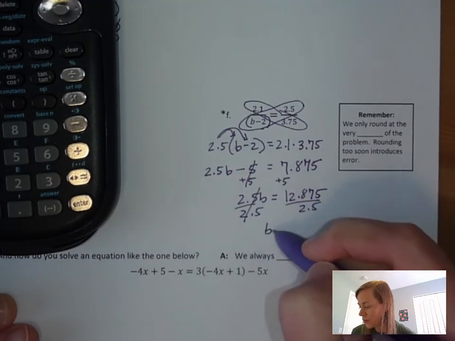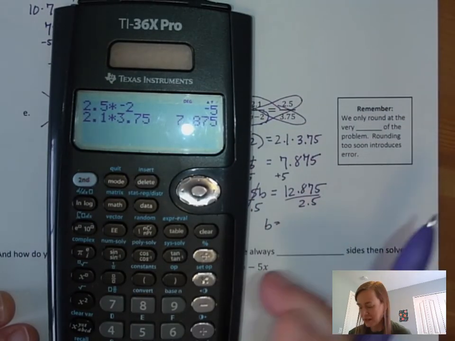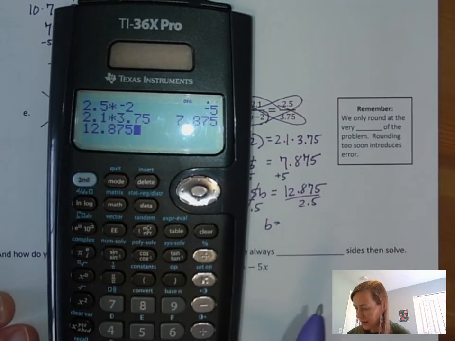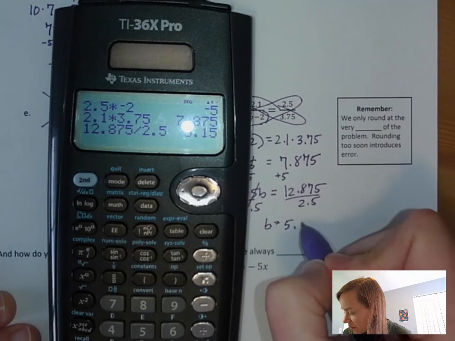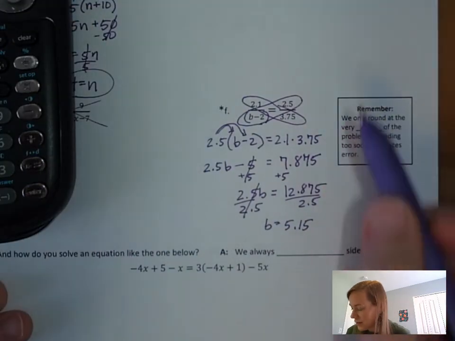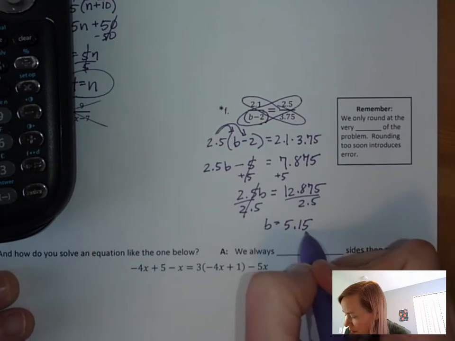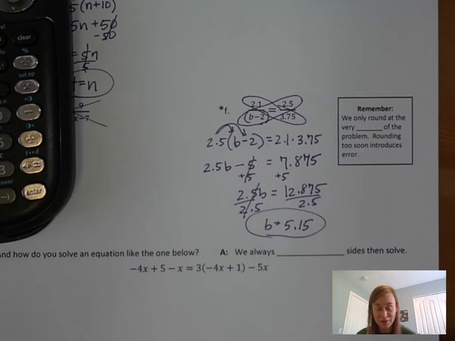So that's going to go away and we're going to be left with b equals, let's use our calculator for this, 12.875 divided by 2.5, 5.15. And that's our answer. It says to round to the nearest hundredth. It looks like we only have 2 decimal places, so we don't need to round. It's already at the nearest hundredth. It's at the precise hundredth, I guess.